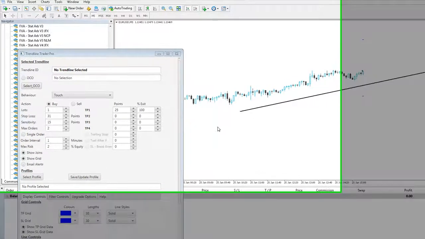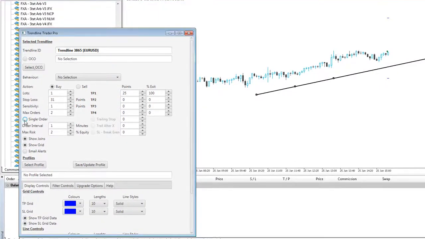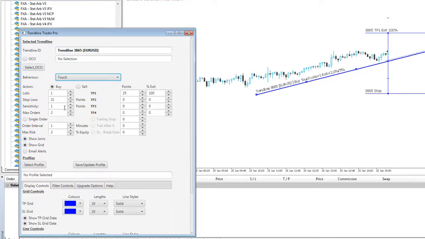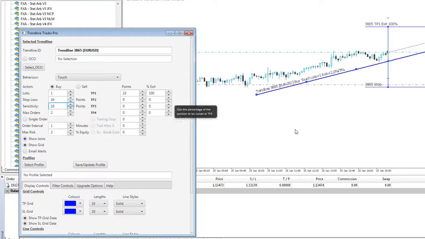If you are testing, I just recommend always turning single order off as soon as you've drawn the trend line. It's a default option. So turn single order off, select your trading behavior, configure your stop loss, take profits and sensitivity channels. You don't need massive sensitivity channels unless you are trying to force trades. But if you are trying to force trades by lifting this channel up, just bear in mind the stop loss needs to be at least two times the sensitivity channel plus one. So again, long touch entered there.